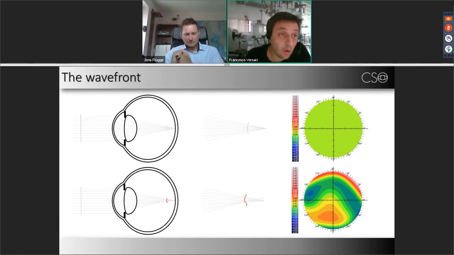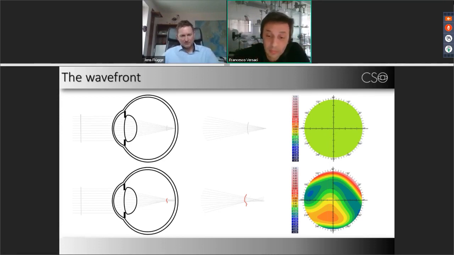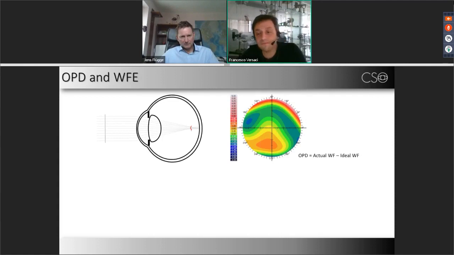We call wavefront error the difference, the path difference, between this actual surface and the ideal surface. So actual minus ideal is the OPD.